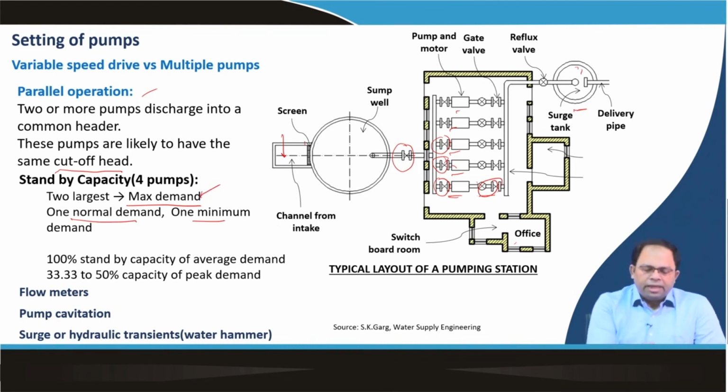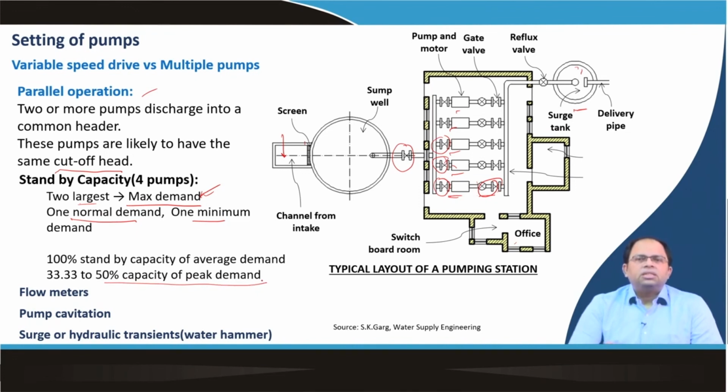When there is high demand, we will run a large demand pump. When there is normal demand, we will run the normal demand pump. When there is minimum demand, we will run the minimum demand pump. In case any one of them fails, we will be able to run the maximum demand pump to take care of that particular water supply. Because we have got backups, if we design a system like that, we have 100% backup or standby capacity of average demand and around 50% capacity of the peak demand.